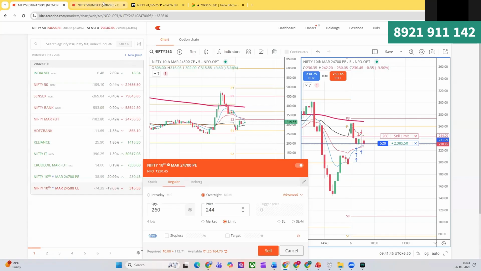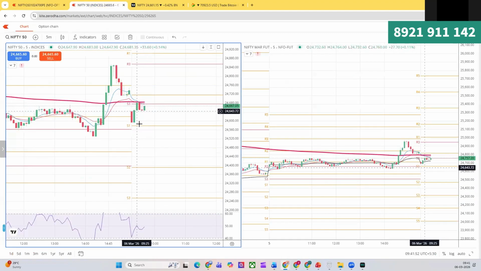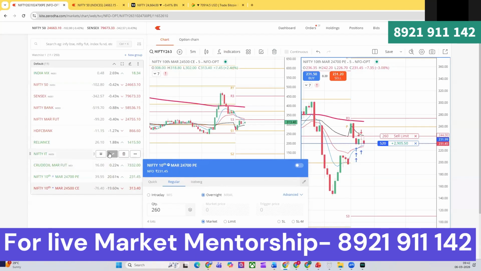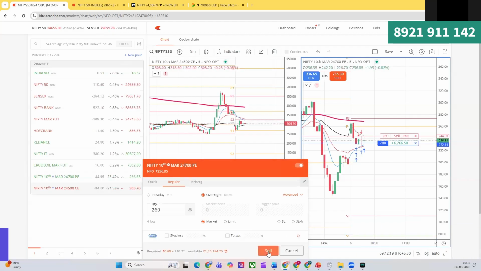Yeah, again, bouncing. Premium is not moving. Got a beautiful candle, two beautiful candles. Added more. There is some issue with the internet, I think. Price is not moving here. Let me change the connection.